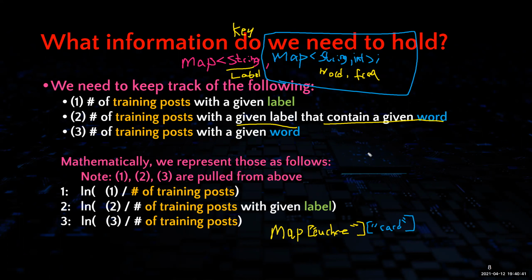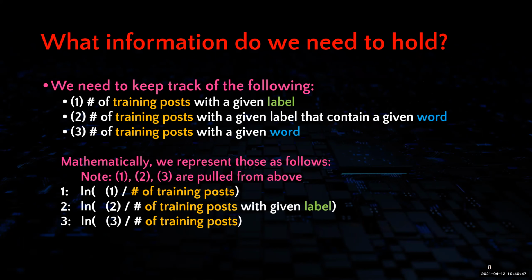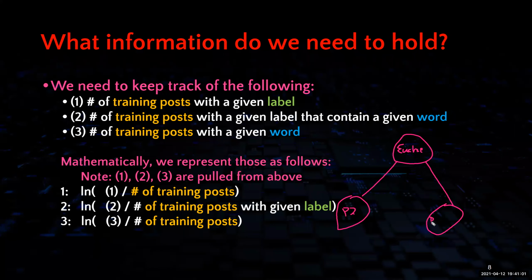Does that concept make sense to you guys? Yeah, it's like a double index kind of thing. Yeah, exactly. So visually, let's say I have a binary search tree. You can sort of think of it as, let's say I have 3 posts: euchre, P2, and P4. I say I want to find my map of euchre.